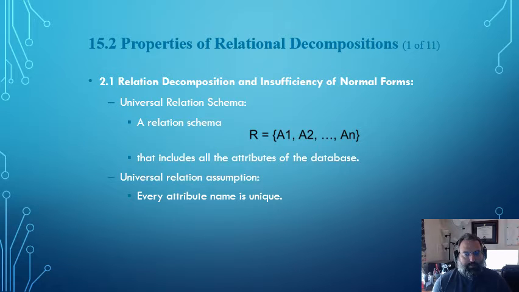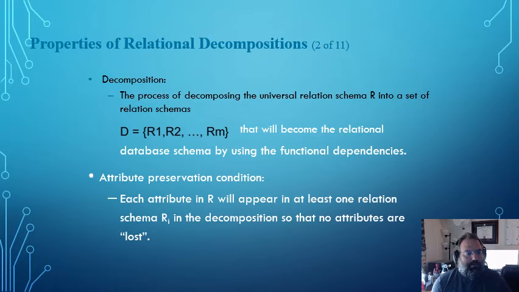15.2, properties of relational decomposition. 2.1, relational decomposition and insufficiency of normal forms. The universal relational schema: a relational schema R of A1 through An that includes all the attributes in the database. Universal relation assumption: every attribute name is unique.